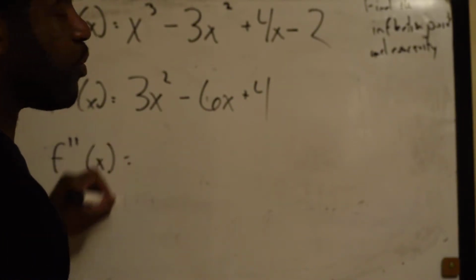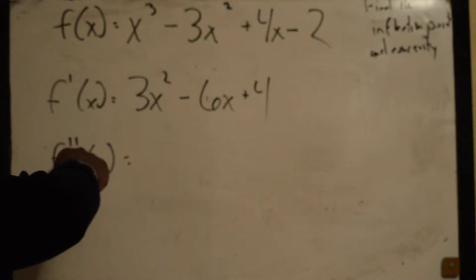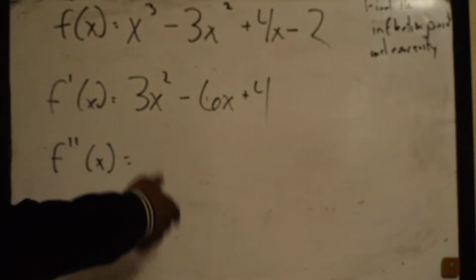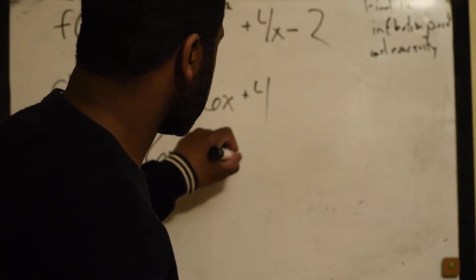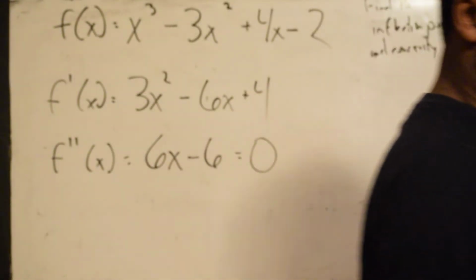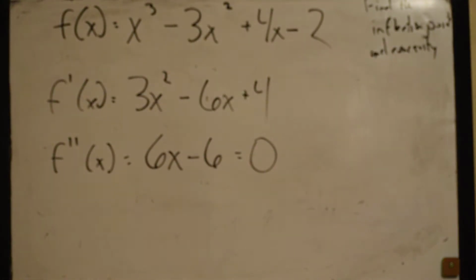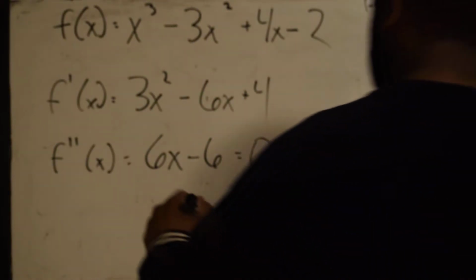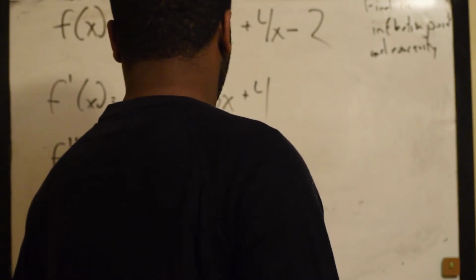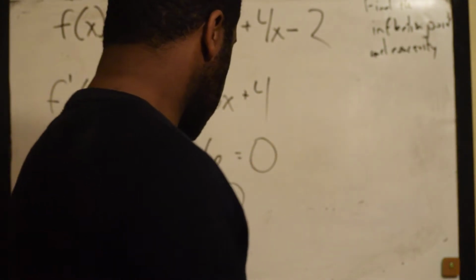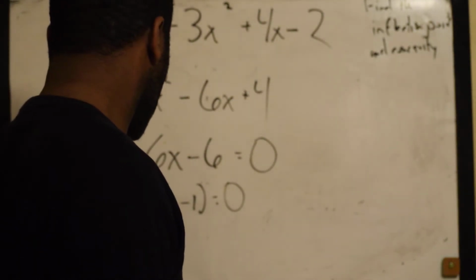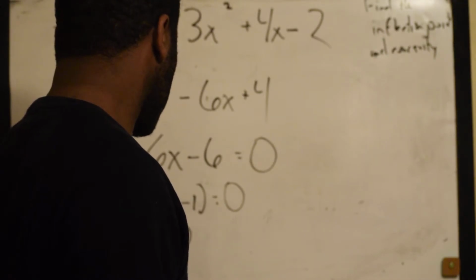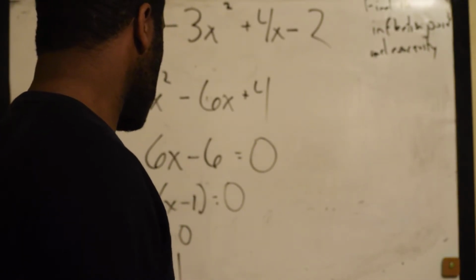For the inflection points in concavity, we find the second derivative, the derivative of the derivative, which is 6x minus 6. We set that equal to 0. Okay? Now, once we solve this, we factor out a 6. 6 times x minus 1 equals 0. x minus 1 is equal to 0, so x is equal to 1.